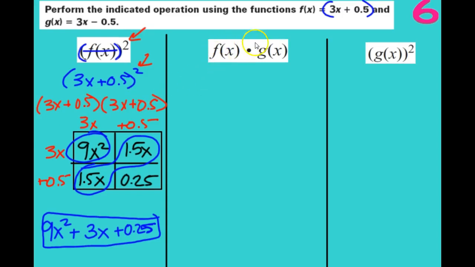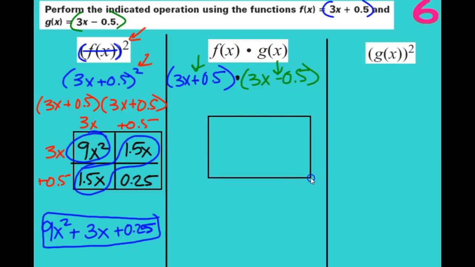Now we have f of x, which is really, over here it says 3x plus 0.5, and we're going to multiply it by g of x, which is 3x minus 0.5. So the only difference is this one's plus and this one is minus. So this is already written out for us. We just need to simply multiply, or draw our box, so we can distribute, multiply here.